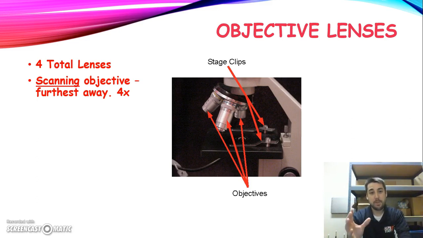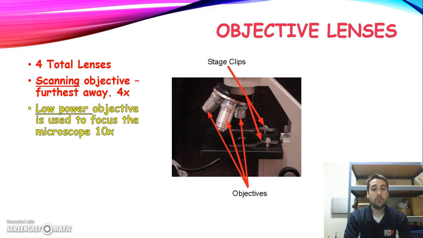So quick math, if we want to find the total magnification, it's 10 times 4. Now where did I get 10? That's the eyepiece. The eyepiece is 10x, the scanning is 4x, 10 times 4, 40 times as big as what it normally would be. Then you can rotate your nose piece to a higher objective.